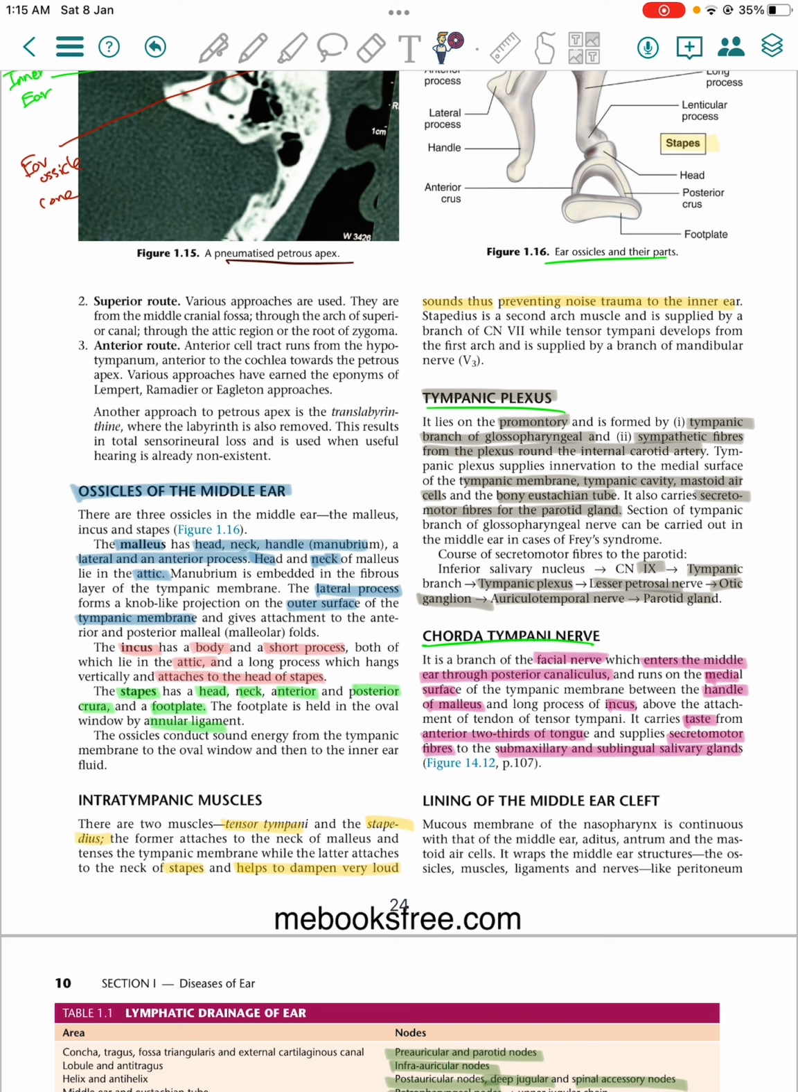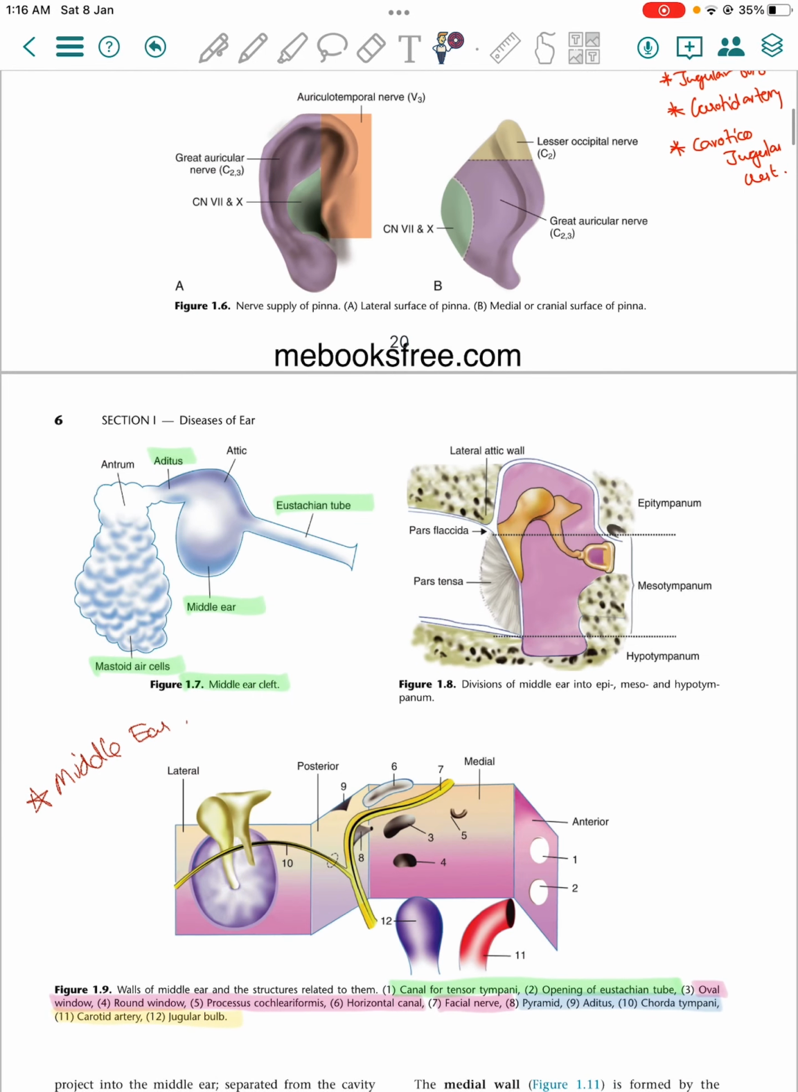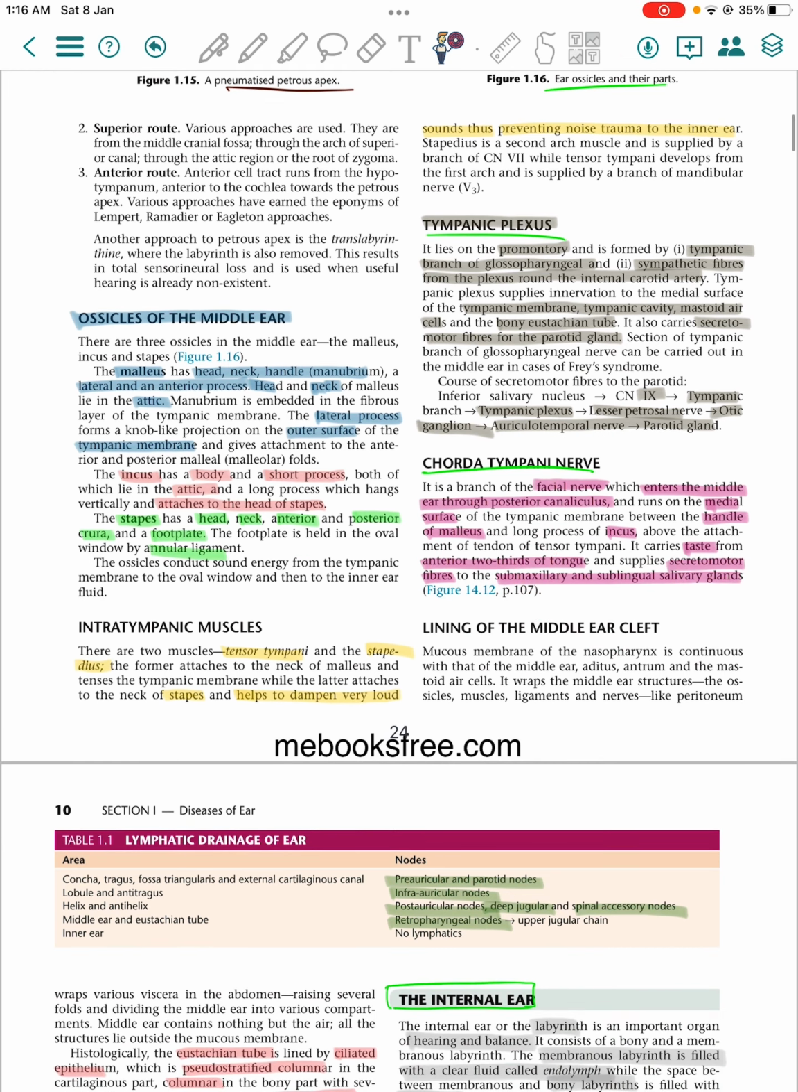Another nerve present in this region is known as the chorda tympani nerve. It is a branch of the facial nerve which enters the middle ear through the posterior canaliculus. It runs along the medial surface of the tympanic membrane, as seen in the diagram earlier. See guys, this is the branch, the chorda tympani branch. It's coming laterally and goes to the anterior canaliculus. Okay guys, it carries taste sensation from the anterior two-thirds of the tongue and secretomotor fibers to the submandibular and sublingual salivary glands.